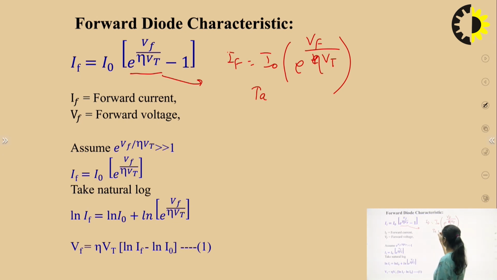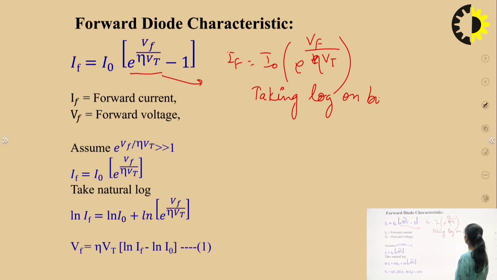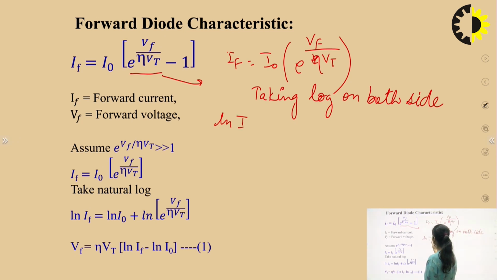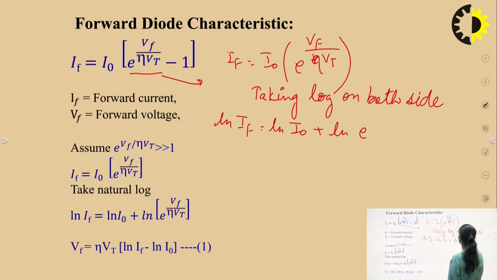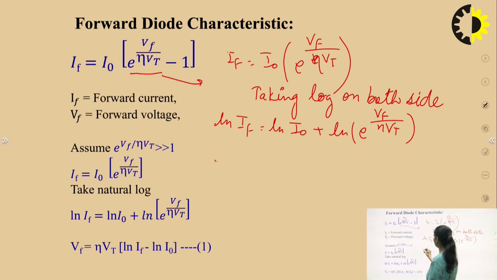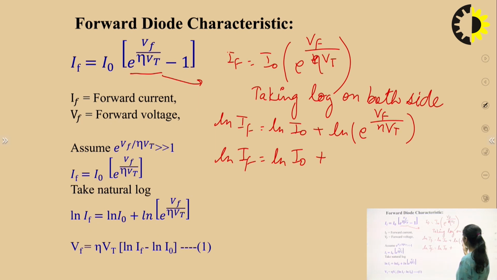Now take log on both sides, or you can say natural log, and here ln IF is equal to ln I0 plus ln e to the power Vf upon eta Vt. Right? Here this ln means log, and this is e to the power Vf upon eta Vt. So the log and exponential cancel out and we will get Vf upon eta Vt.